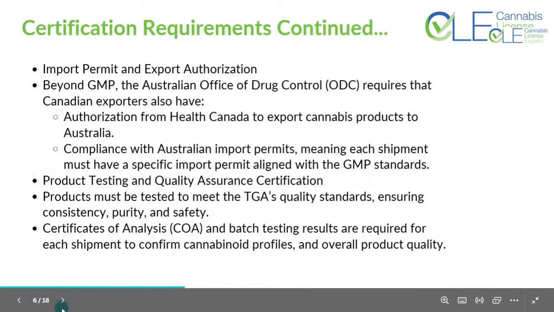Okay, so some more requirements that are going to apply. You're going to need that import and export permit authorization from the various nations. Beyond GMP, you are going to be required to also have the authorization for that export permit and all your compliance with the import permits, meaning each shipment is going to have a specific permit that is going to outline your COAs as well as the GMP compliance.